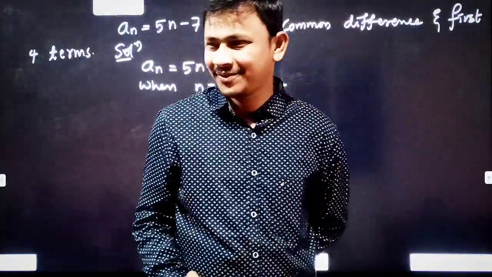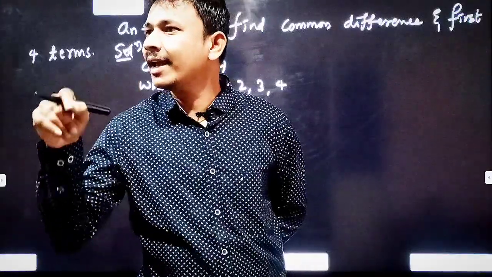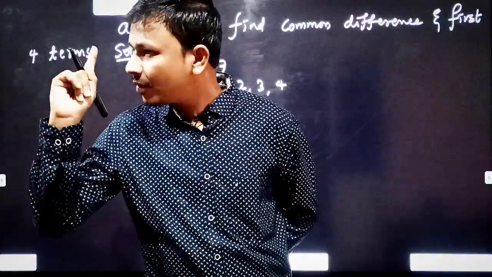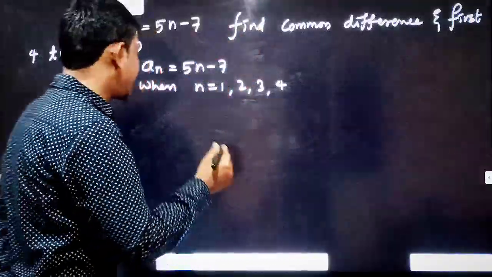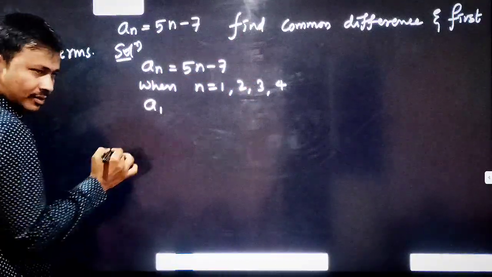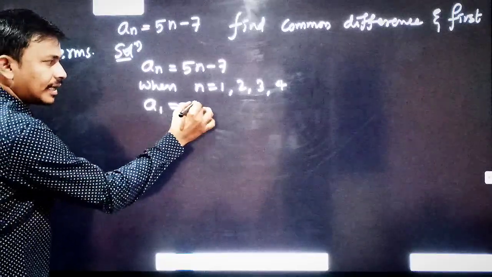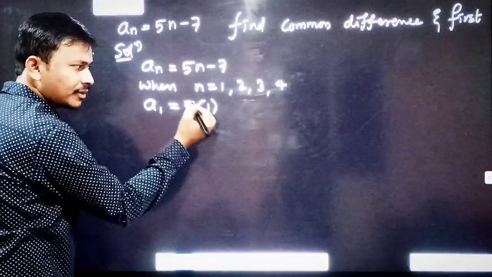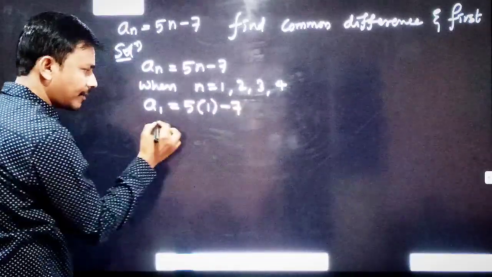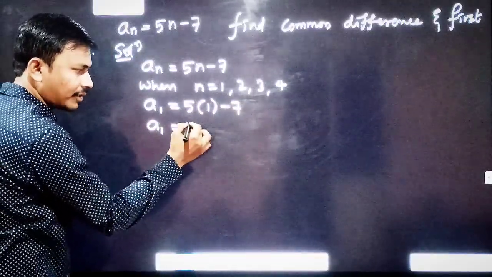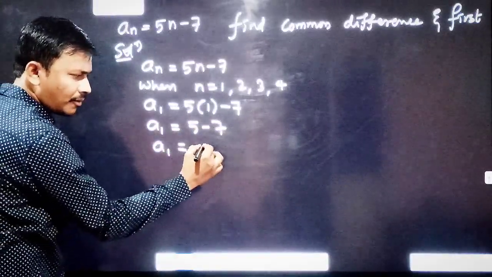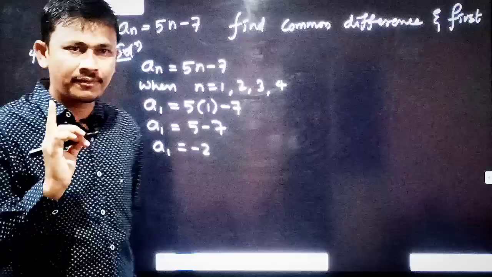4 terms. n is equal to 1. an is nothing but a1. What do we put in place of n? 1. Then a1 is equal to 5 in bracket, n is 1, minus 7. a1 is equal to 5 ones are 5 minus 7. a1 is equal to minus 2. We got the first term.